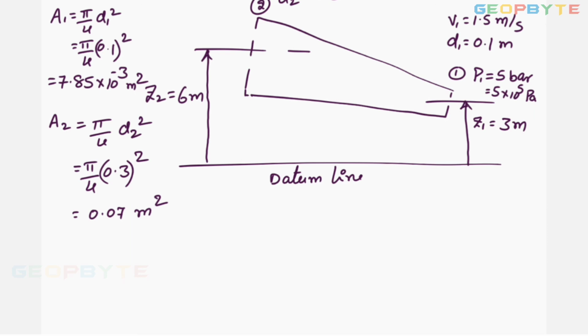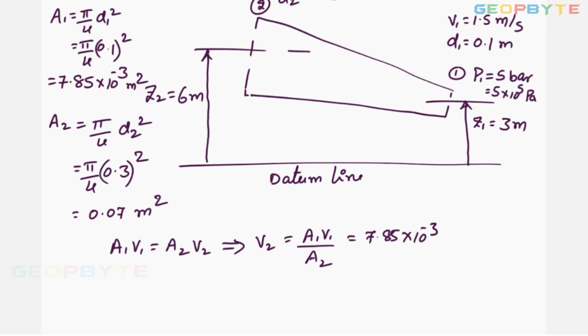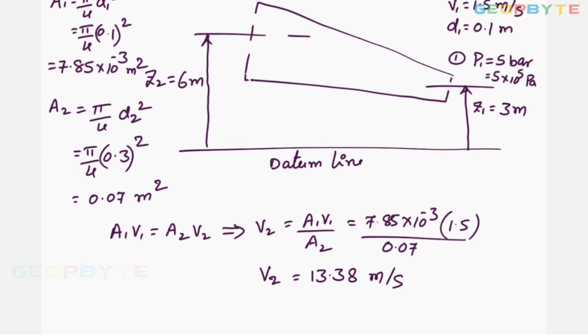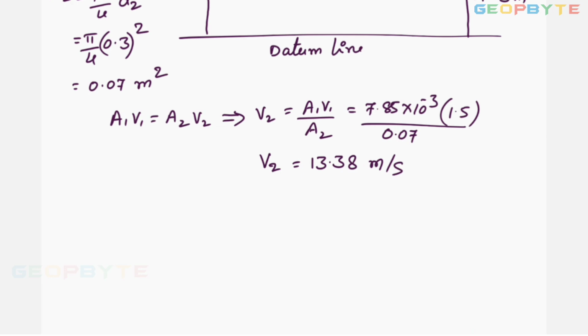Since V1 is given, apply the continuity equation. A1 V1 equal to A2 V2. From this V2 equal to A1 V1 by A2. The A1 is 7.85 into 10 power minus 3 into V1 1.5 divided by A2 0.07. Simplify this value for getting V2, 13.38 meter per second. That is the V2. Now apply the Bernoulli equation for getting the pressure at the larger end.